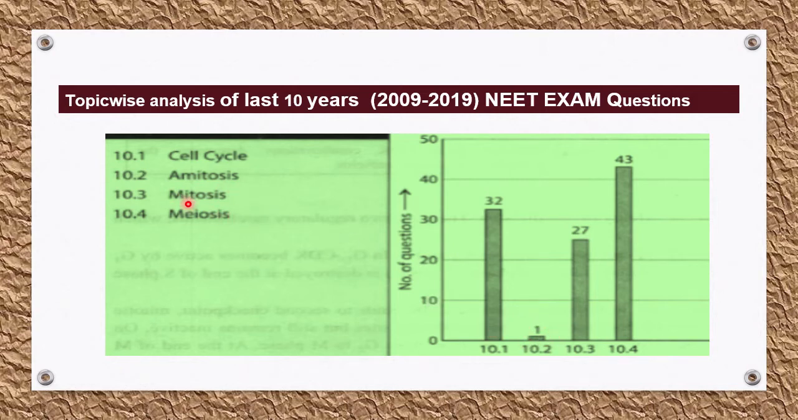Then the third topic is meiosis, from which 27 questions were asked in the last 10 years. Then from the meiosis topic, 43 questions were asked in the last 10 years. Okay, so you can understand which topic is most important.